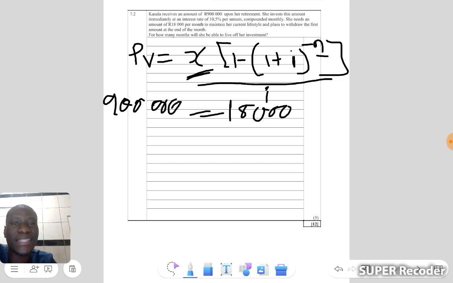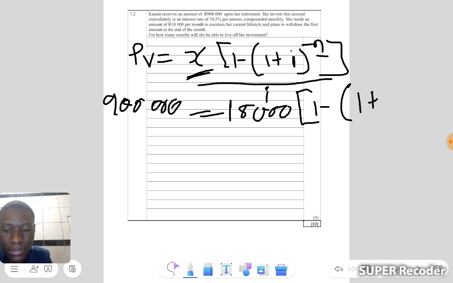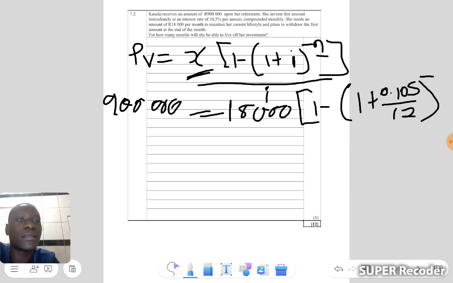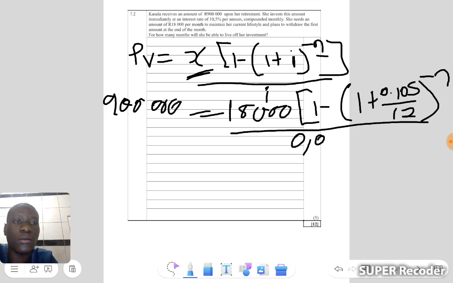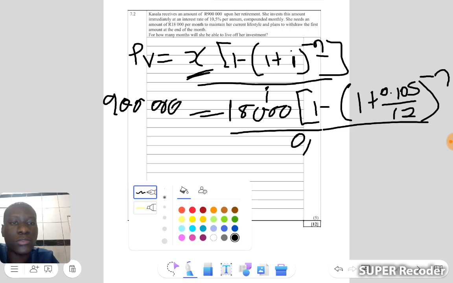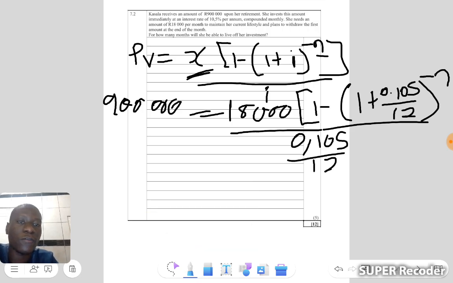You should even know what we need. If you know that, it makes it easier. 1 minus 1 plus, so we are going to divide 10.5 by 100. 10.5 divided by 100 is how much? 0.105, divided by 12. Why? Compounded monthly, right? Negative n there. So 0.105 over 12, like that.